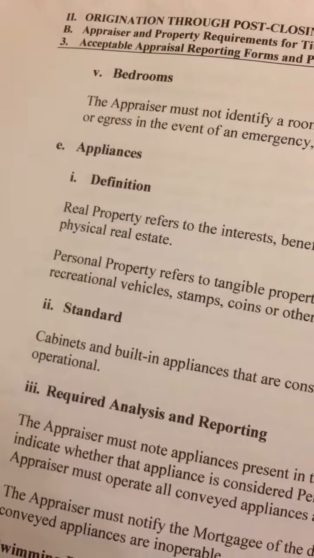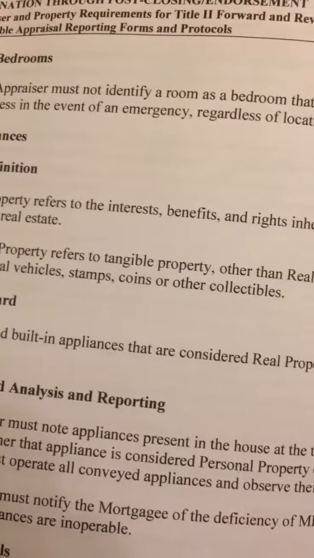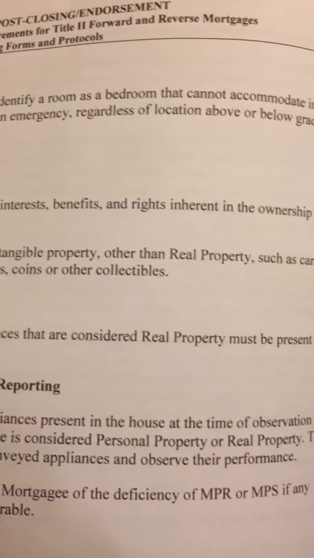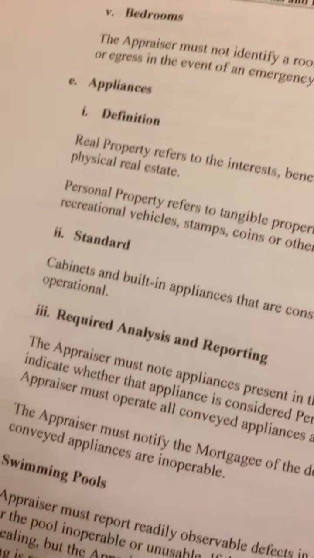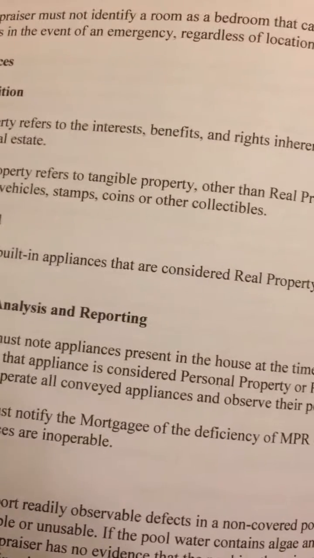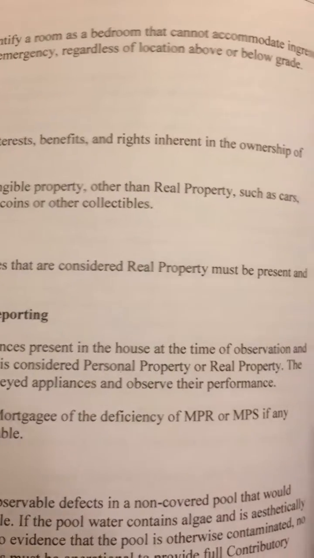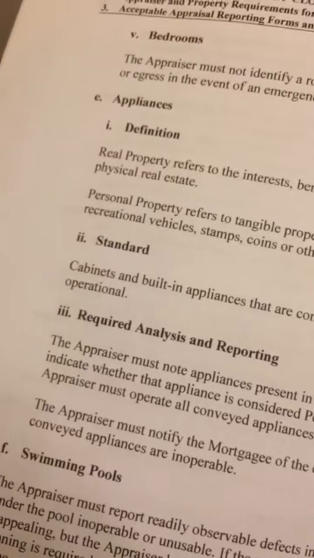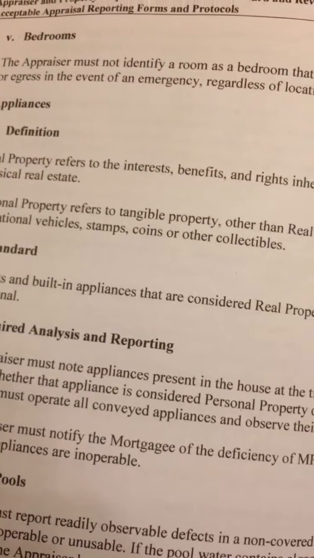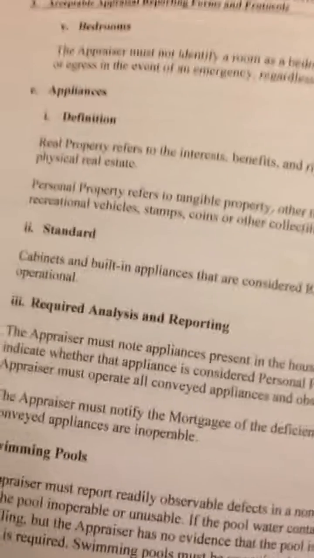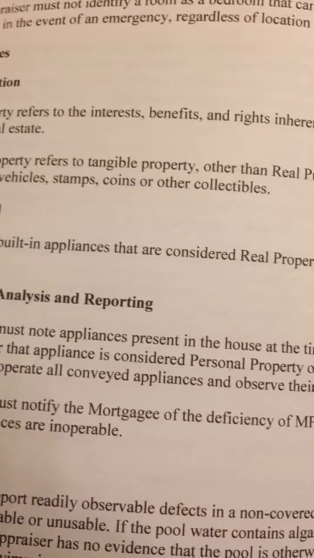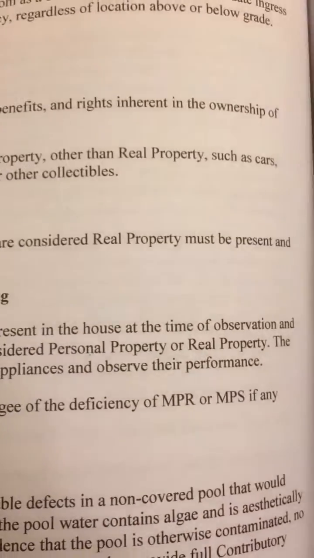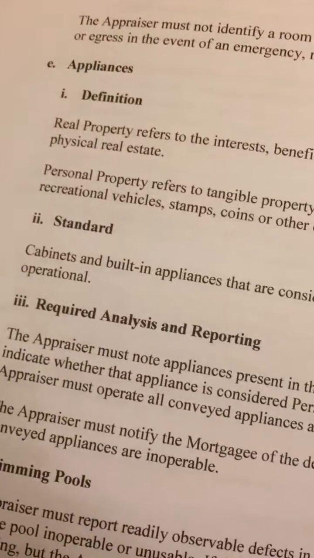Definition. Real property refers to the interests, benefits, and rights inherent in the ownership of physical real estate. Personal property refers to tangible property other than real property, such as cars, recreational vehicles, stamps, coins, or other collectibles. Standard. Cabinets and built-in appliances that are considered real property must be present and operational.